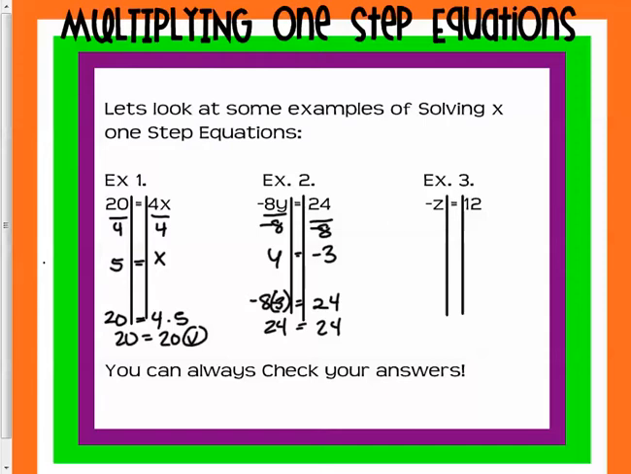What do we do on one like this? If negative z is given, we can divide by a negative 1 on both sides and get z equals negative 12.